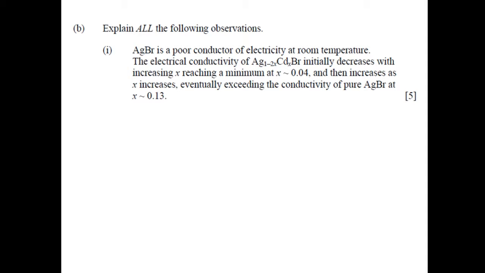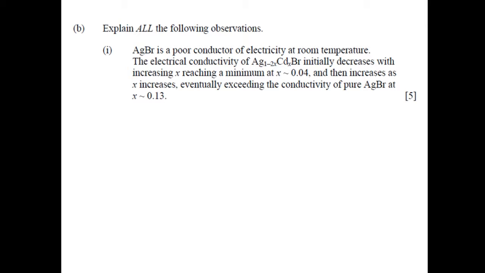I should probably note here that this question is on the electronics of solid state materials, which is my area of expertise. Explain all the following observations. Silver bromide is a poor conductor of electricity at room temperature. The electrical conductivity of Ag1-2x CdX Br initially decreases with increasing X, reaching a minimum at X is about 0.04, and then increases as X increases, eventually exceeding the conductivity of pure silver bromide at X is about 0.13.